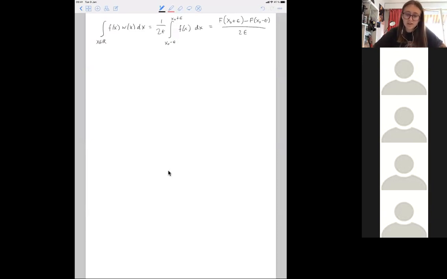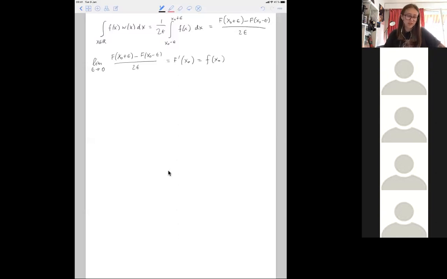And it's easy to see that this is exactly the definition of the function f at point x0 if we take the limit of epsilon going to 0. Because this construction here is actually how the derivative of F at x0 is defined, and this is exactly the value of the function f at point x0.